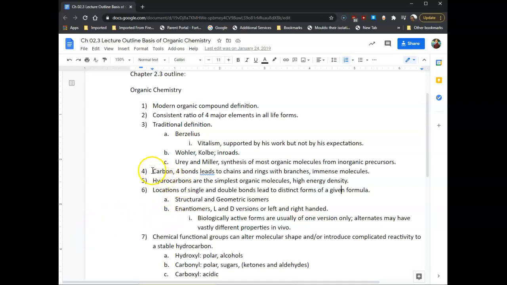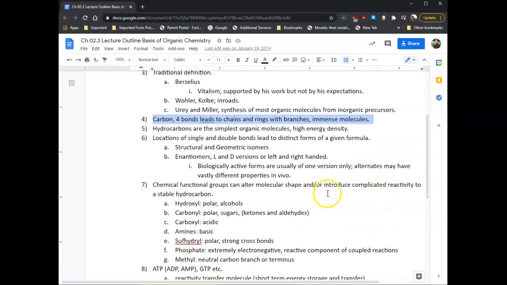All right, we talked about carbon, we talked about four bonds, we talked about chains and rings and branches and big molecules, so that's been taken care of. All right. We talked about hydrocarbons being the simplest of the organic molecules because they're only made out of carbon and hydrogen, and the fact that they have a huge amount of potential energy due to the relative position of the electrons in those non-polar bonds between carbon and hydrogen and between carbon and carbon.